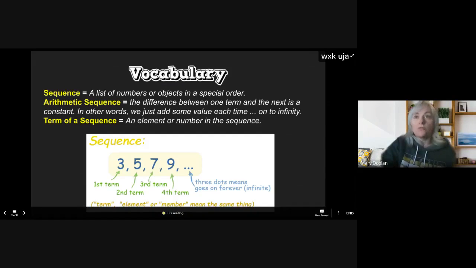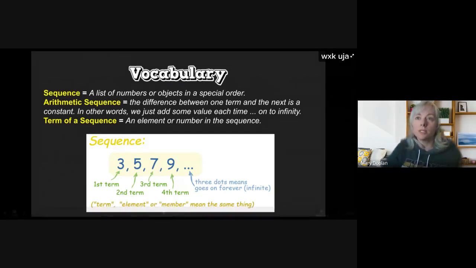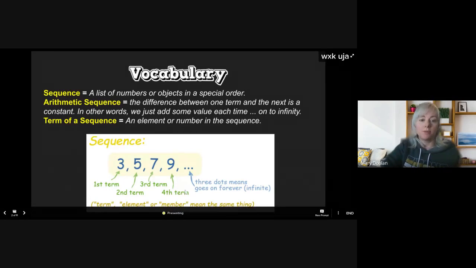So our vocabulary here, we have sequence, which is a list of numbers or objects in a special order. All right, and then there's a picture right here to show you an example of what that is. So a sequence, for example, might be 3, 5, 7, 9. And then we have this ... which means that it's going on forever. So it goes on till infinity.